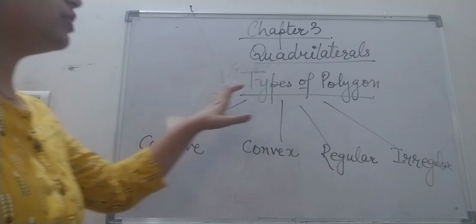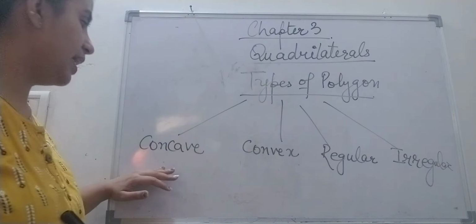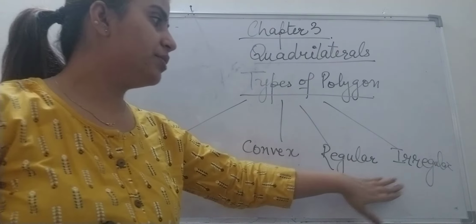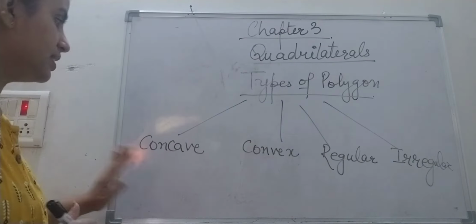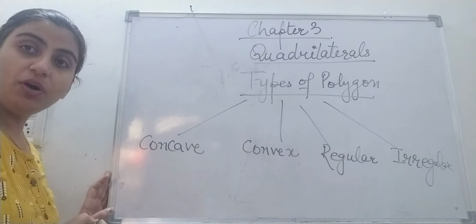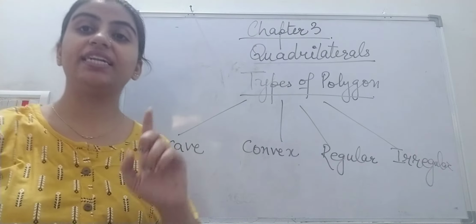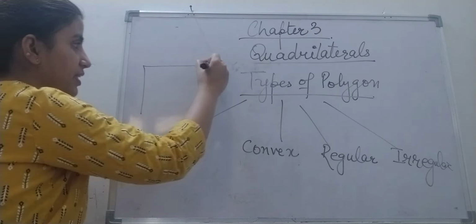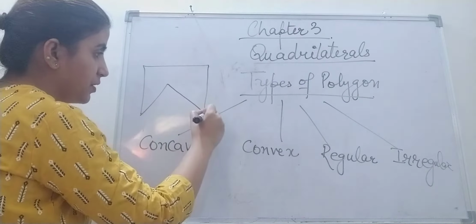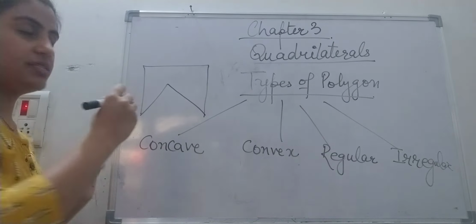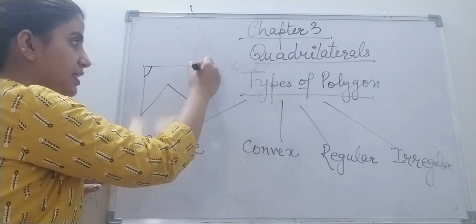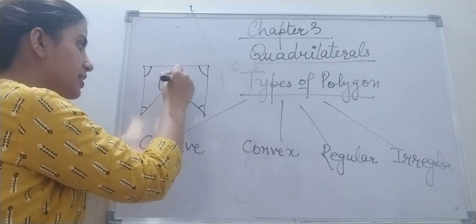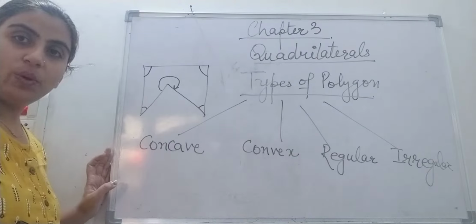Now we will talk about types of polygon. We will talk about the basic types of polygon. The first is concave, then convex, regular, irregular. Now let us learn about the concave polygon. Concave polygons are those polygons which have at least one angle greater than 180. For example, if I am taking this figure, we always measure the angles from inside. This is less than 180, this is less than 180, this is less than 180, this is less than 180. But this angle is greater than 180.